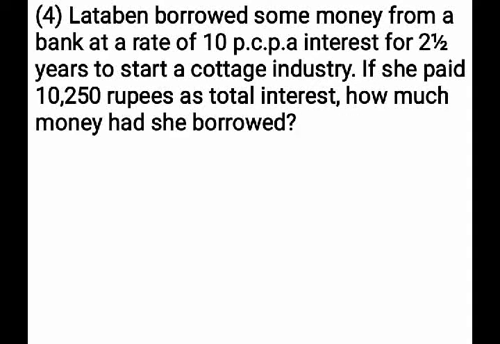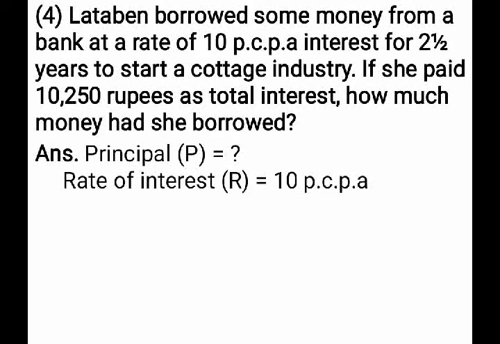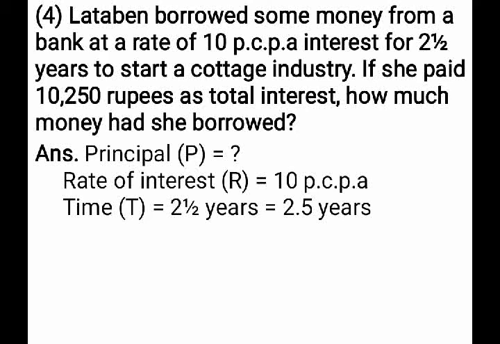Now you have to write the statement of what is given. Principal P you have to find. Rate of interest R is given, 10 PCPA. Time T is given, 2.5 years. 2.5 years means 2 and a half years, so you have to take it as 2 point 5. Interest is given, rupees 10,250.